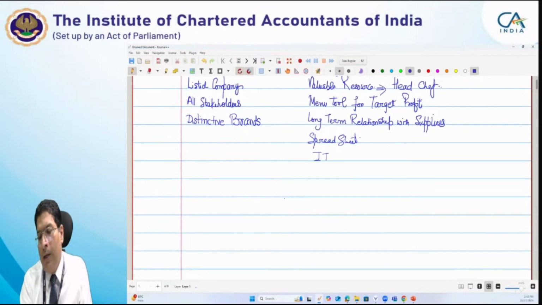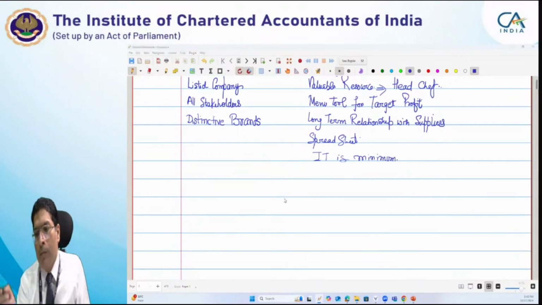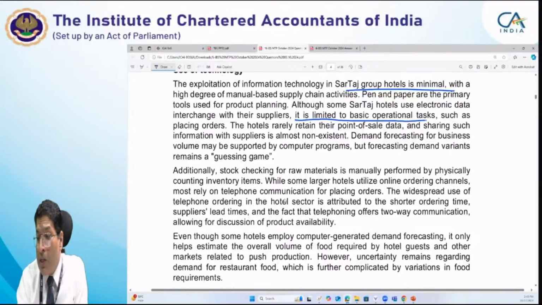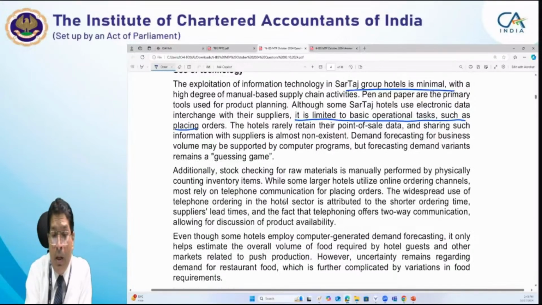Use of IT is minimum. Pen and paper are the primary tools for product planning, although some hotels use electronic data interchange with their supplier. But EDI is limited to basic operational tasks such as placing orders.